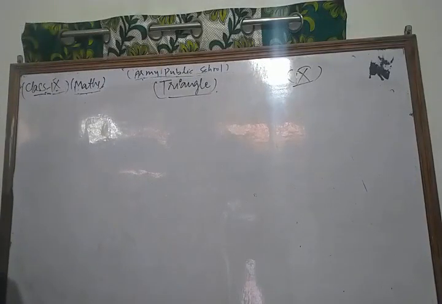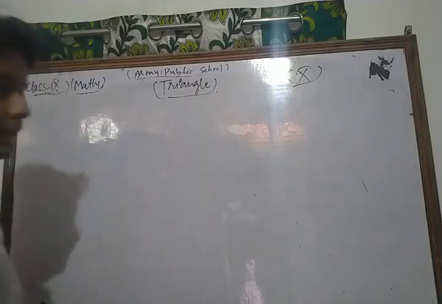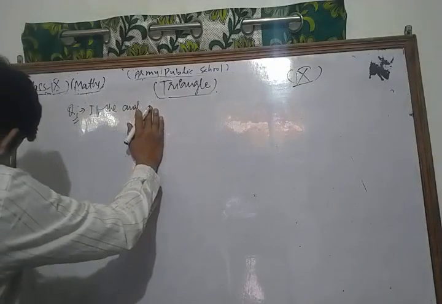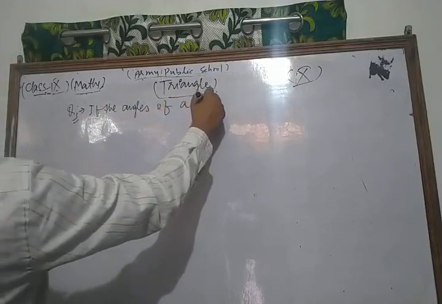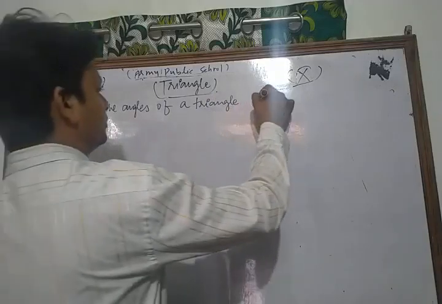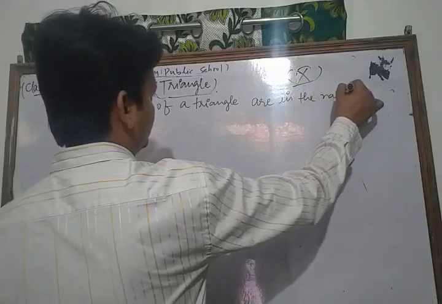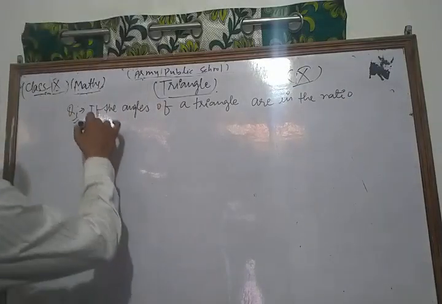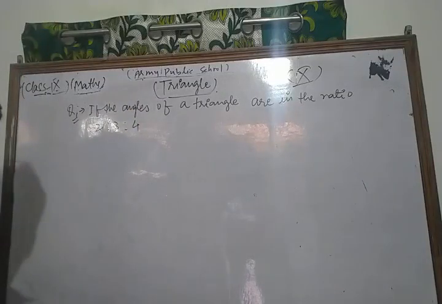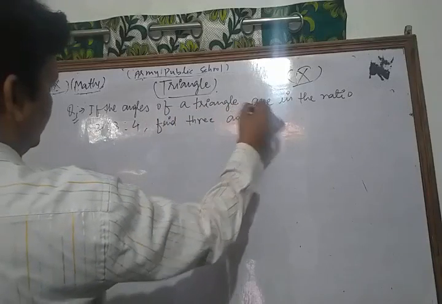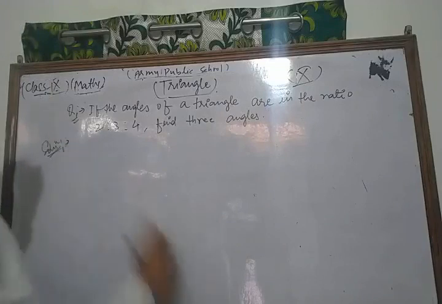The question is: if the angles of a triangle are in the ratio 2:3:4, find the three angles. Now let's see its solution.